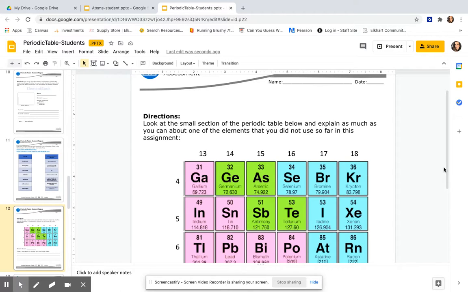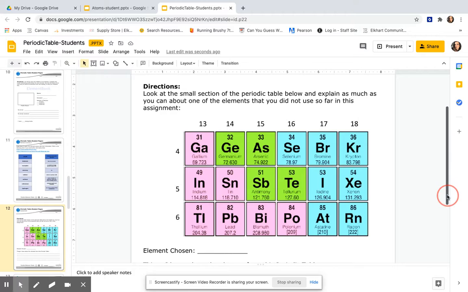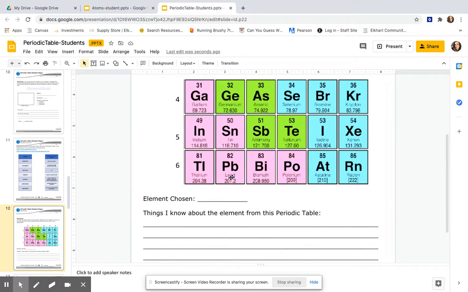Look at the small section of the periodic table below and explain as much as you can about one of the elements that you did not use so far in this assignment. So you will pick an element and you'll put it here, and then you're going to break down and tell me how many neutrons, protons, electrons it has, and who their family are, what their home is.